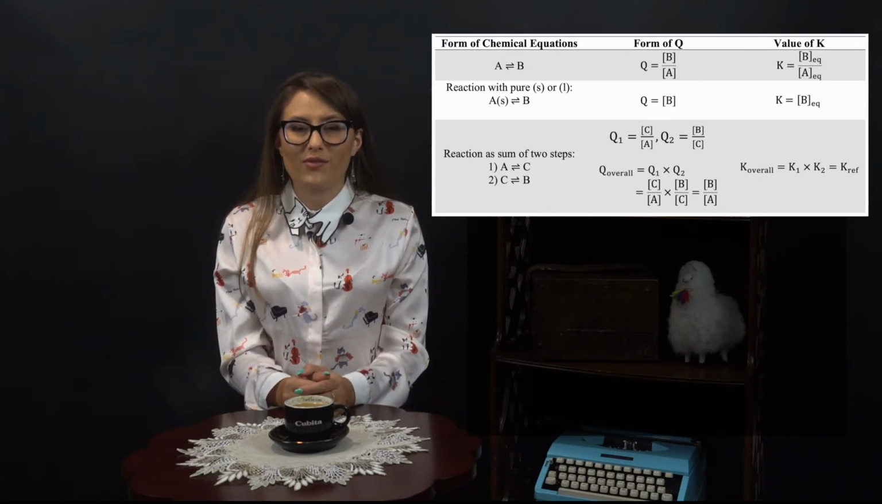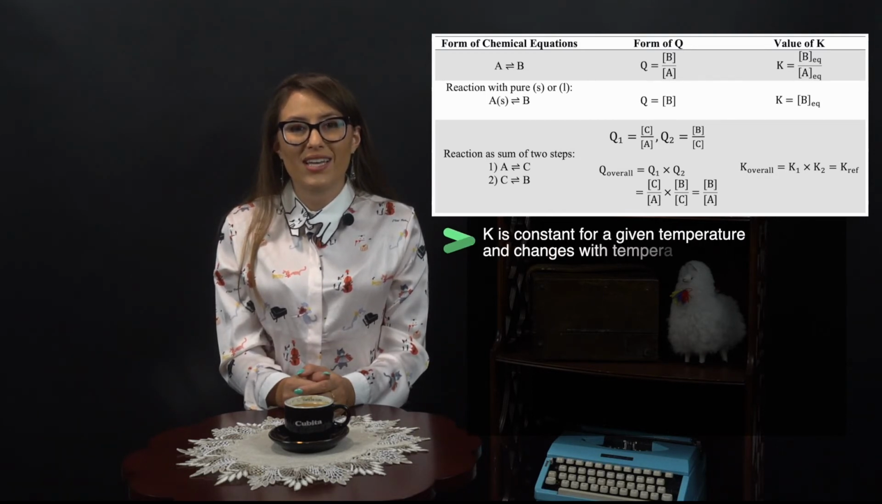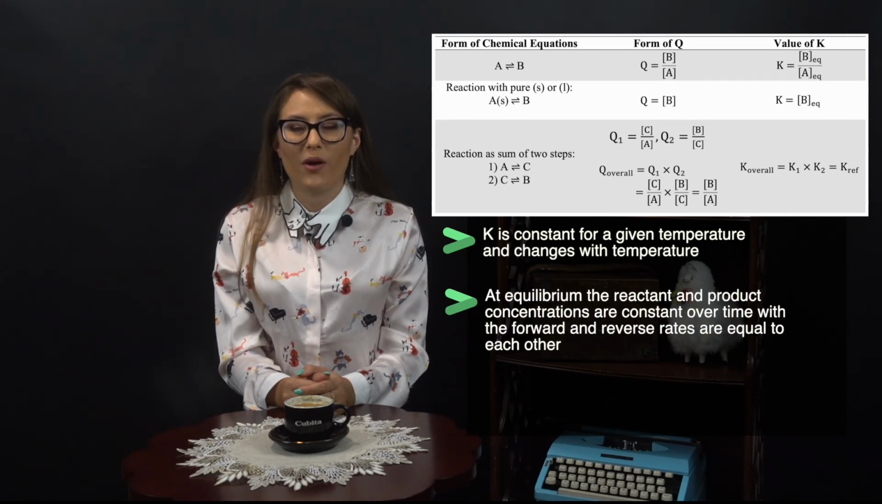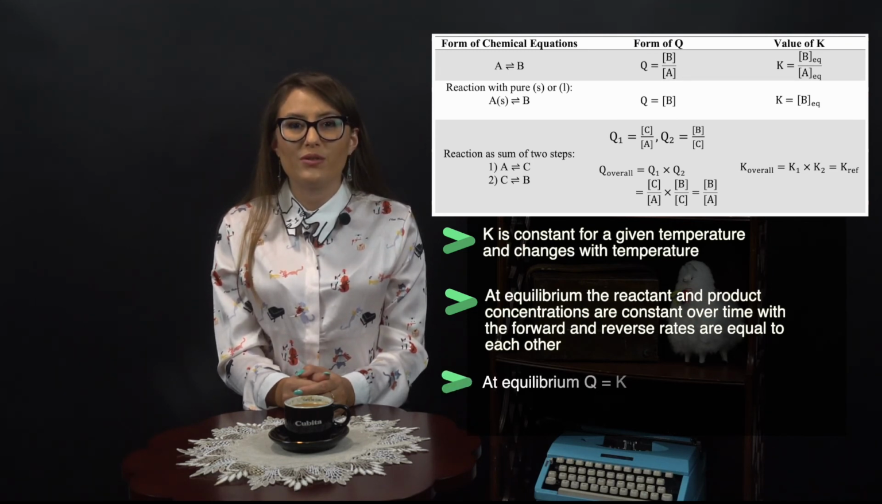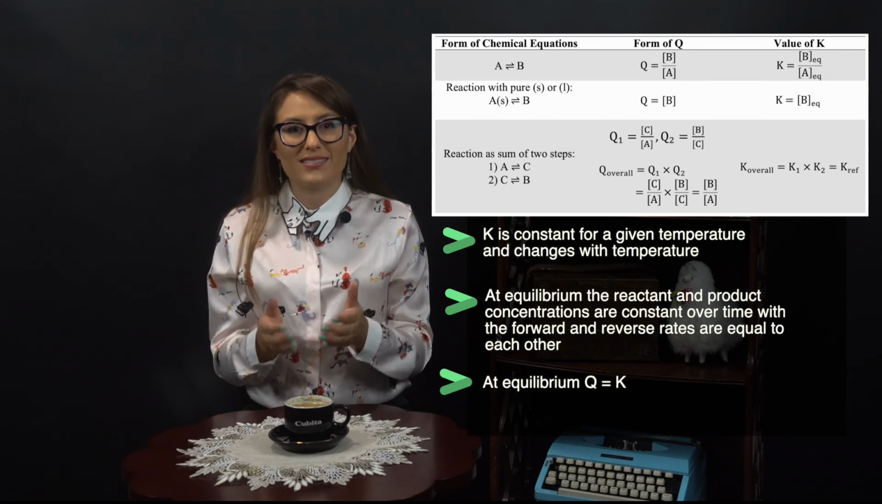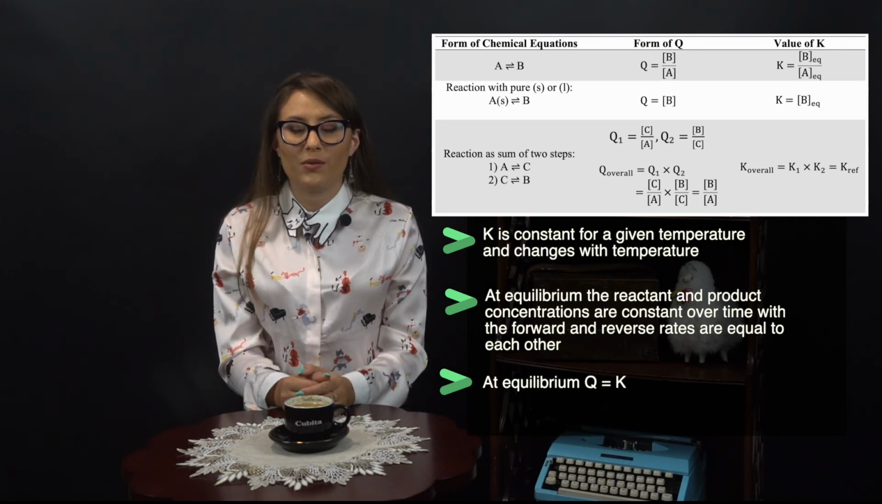Lastly, if you have elementary steps in a reaction, the overall reaction is the product of each reaction quotient or equilibrium constant for the steps. I know we covered a lot of information, so as a brief recap of the equilibrium constants, we know they are constant at a given temperature. If the temperature is changed, the constant changes for the temperature and does not depend on the initial concentrations. At equilibrium, the reactant and product concentrations are constant over time with the forward and reverse rates equal to each other. The equilibrium constant equals the reaction quotient at equilibrium.